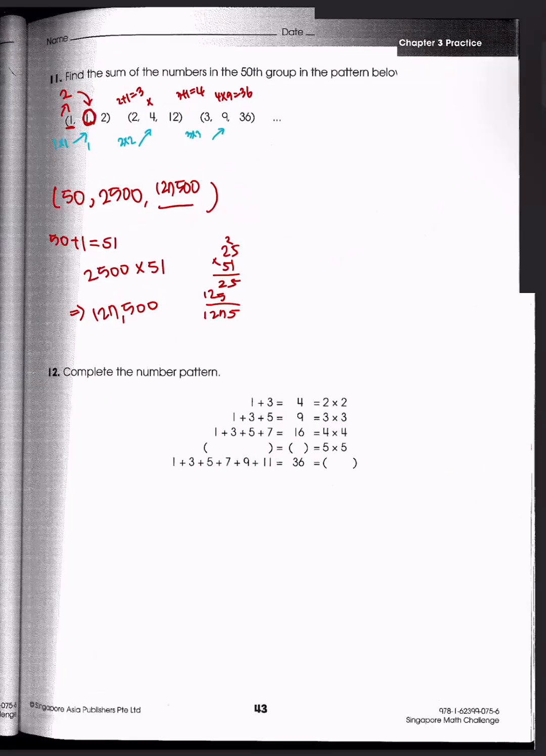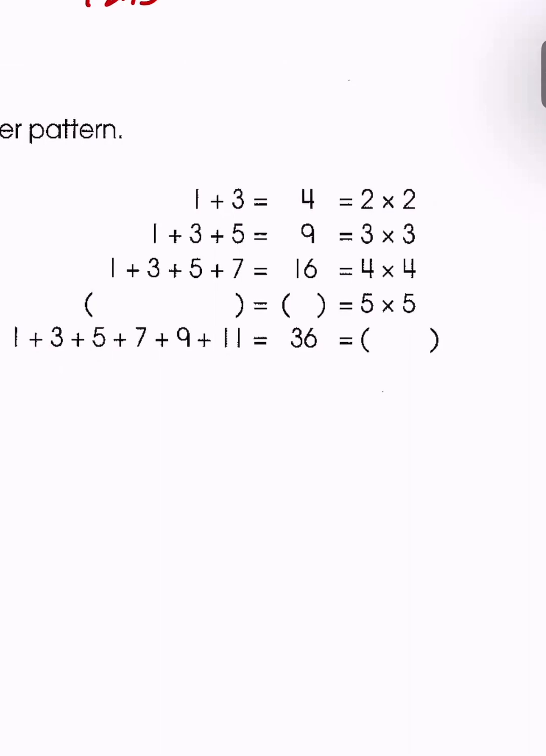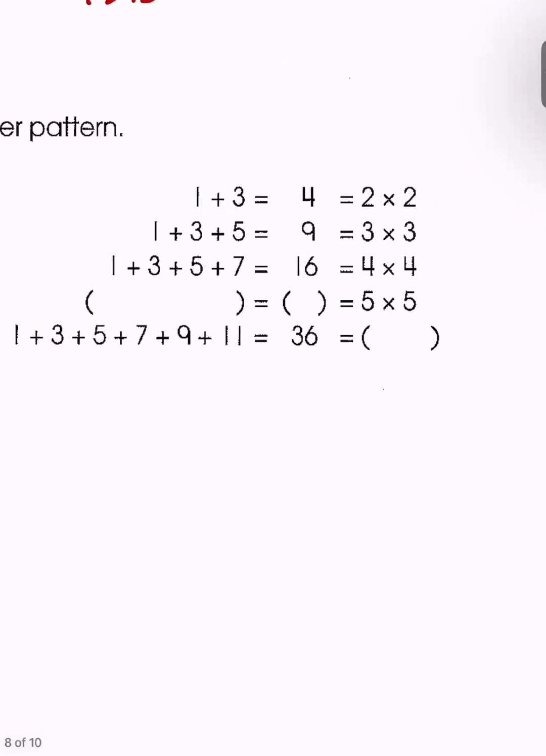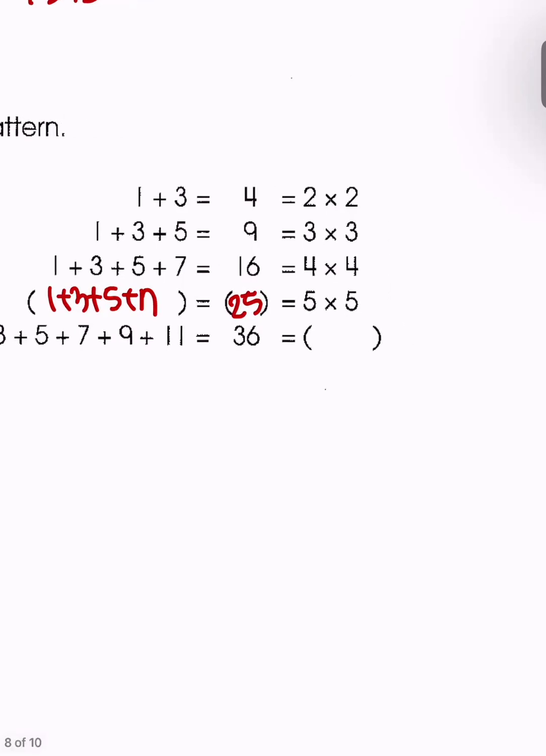And now we'll take a look at problem 12. We're adding odd numbers, so this is going to be plus 7. Then we have square numbers, perfect squares. So this is going to be 5 times 5, which is 25. And so this is going to be 6 times 6.